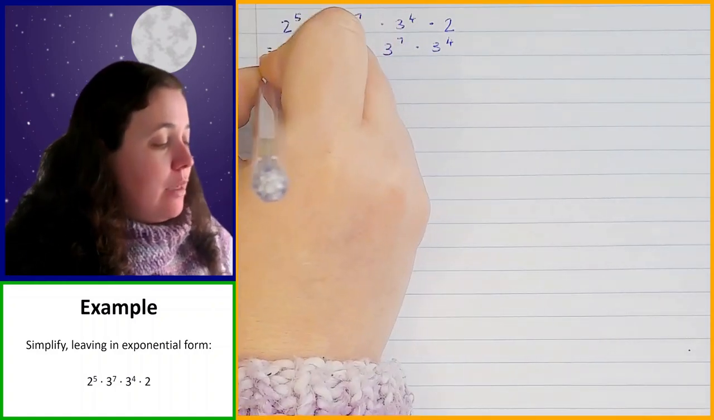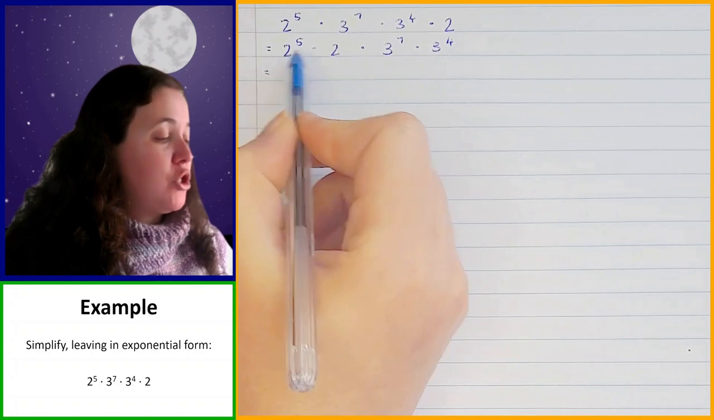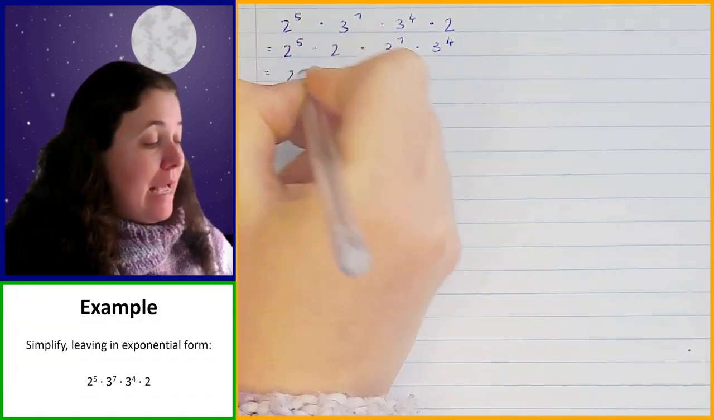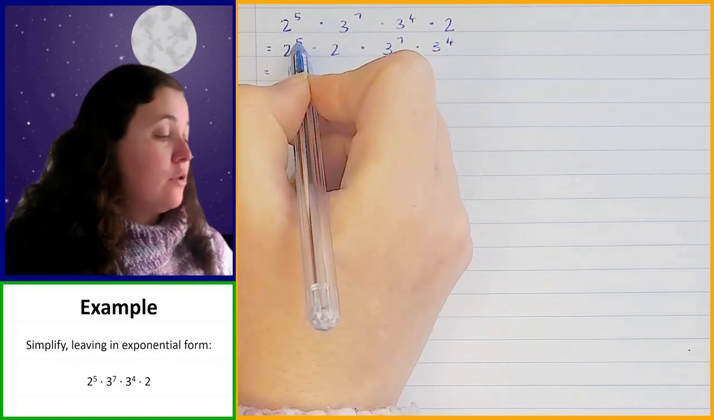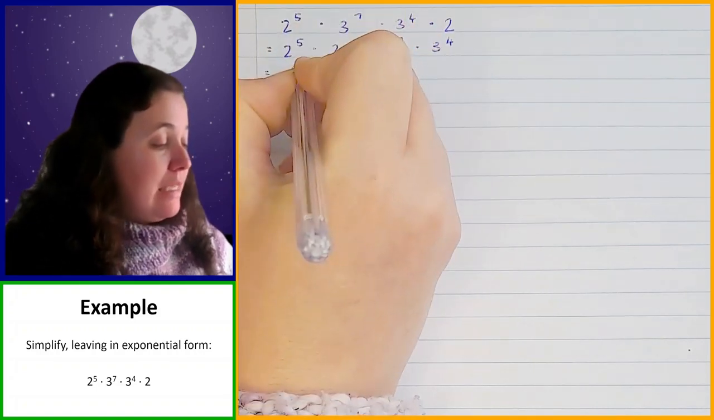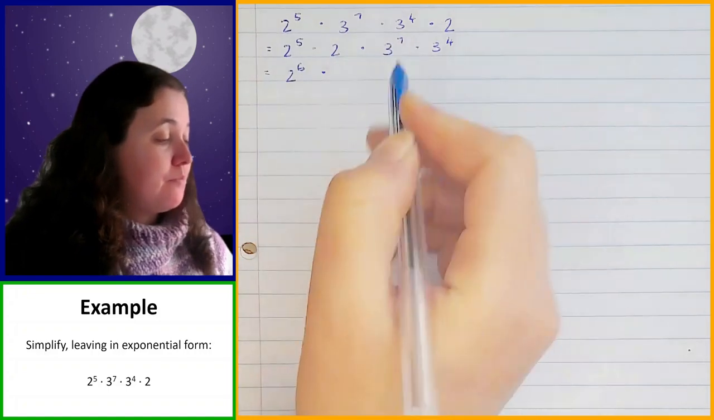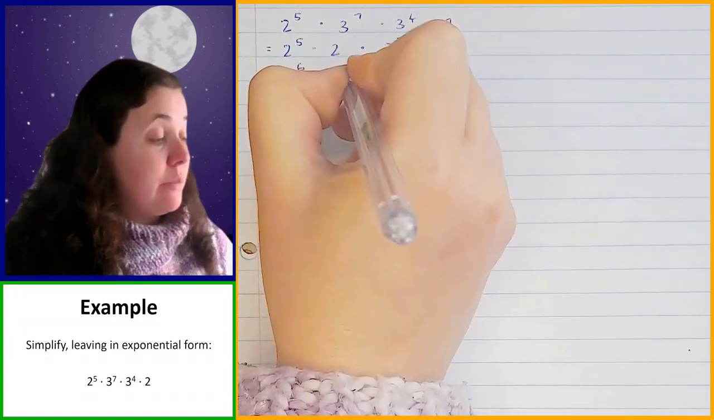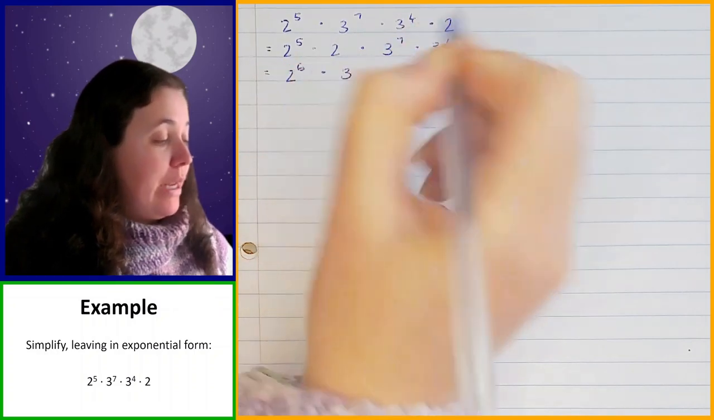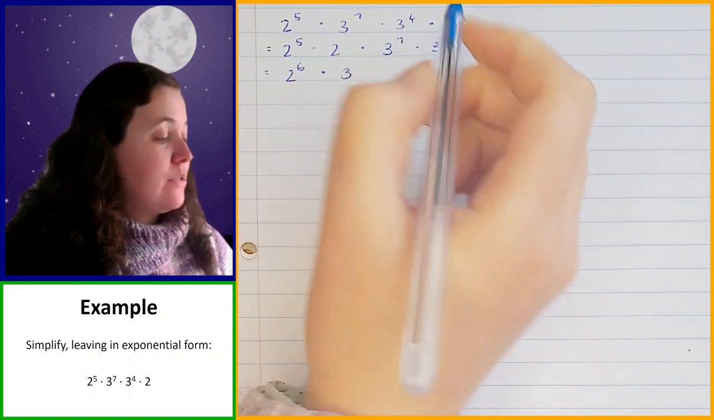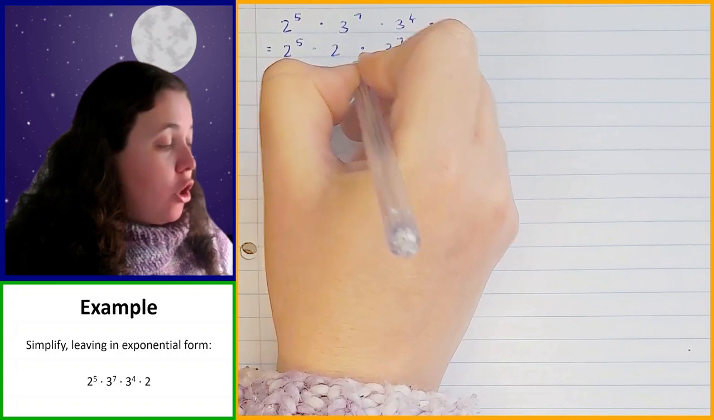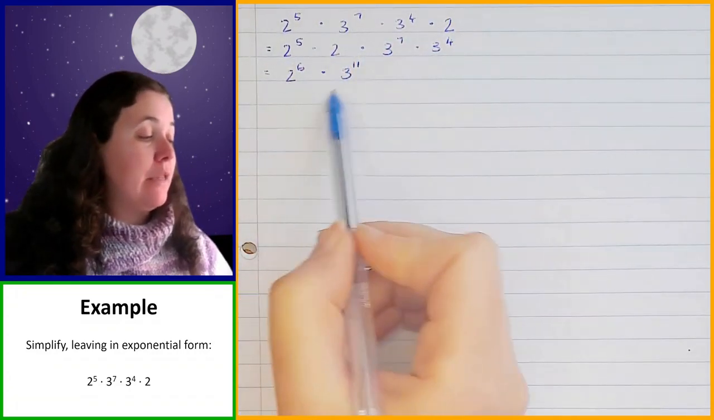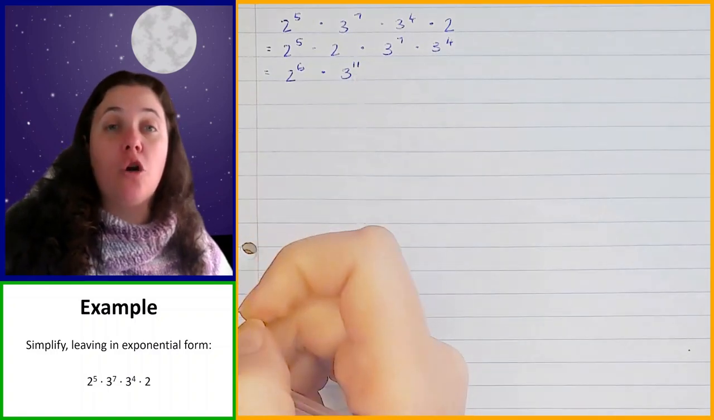Now the ones that have the same base, my 2 to the power of 5 and the 2, the base stays the same and I add my exponents because I'm multiplying. So I have 5 plus 1 is 6. Then these ones also have the same base, so the base is going to stay the same: 3 to the power of 7 plus 4 is 11. And now I can't do anything else beyond that. That's as far as I can go because these do not have the same base, so I can't combine them.